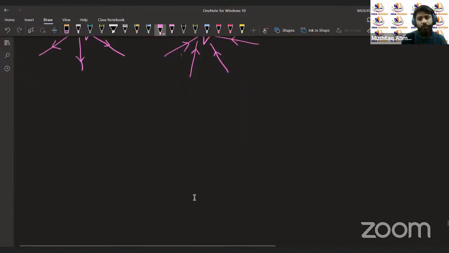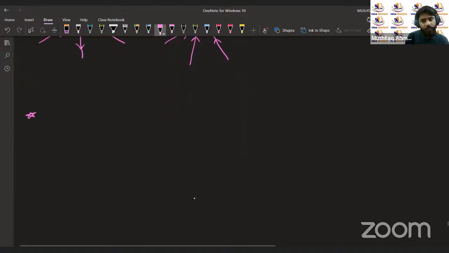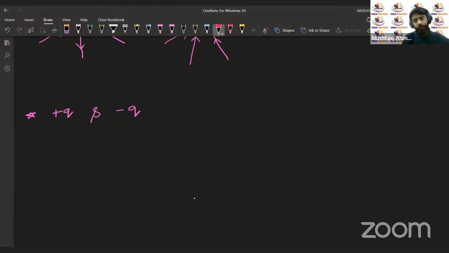But let's suppose that we have two charges, plus Q and minus Q. So the electric field lines will originate from the plus Q charge and terminate on this minus Q charge. And this is how the electric field lines, because of this pair of charges plus Q and minus Q, are going to look. And they will terminate on this negative charge.